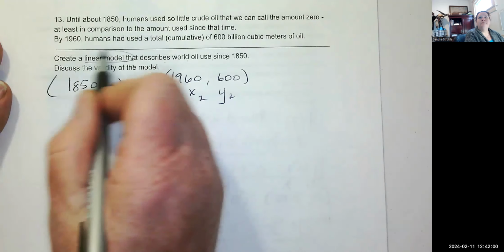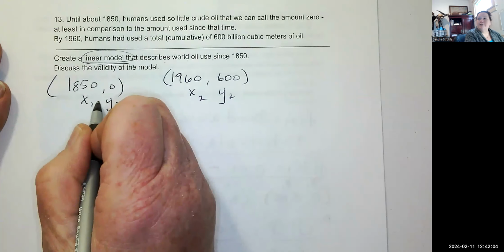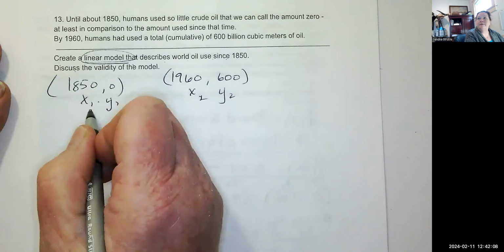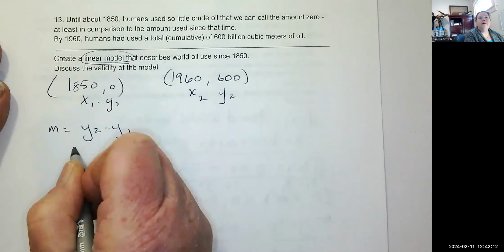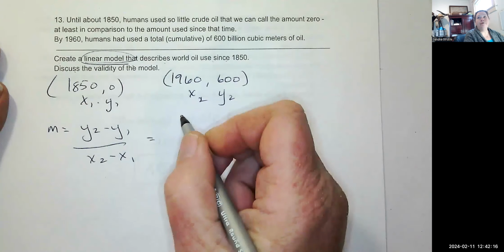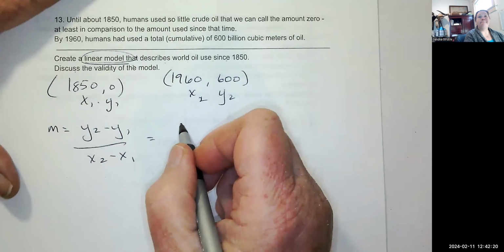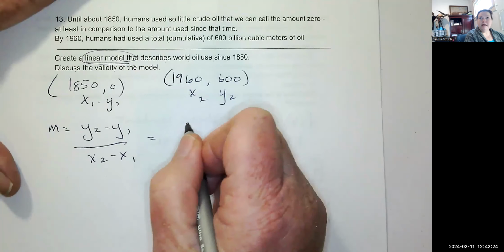It says create a linear model. So time is always your X values. That's why I put time in my X value places. So the rate of change is y sub 2 minus y sub 1 over x sub 2 minus x sub 1. You're going to want to have that on your note card if you don't have it memorized. I am not providing you with any formulas at all.